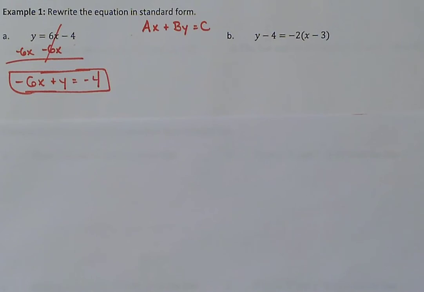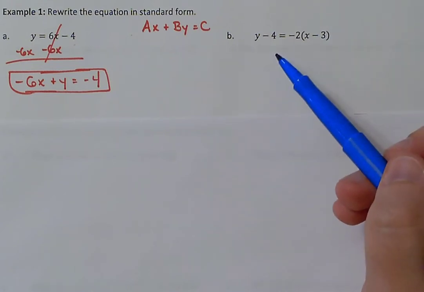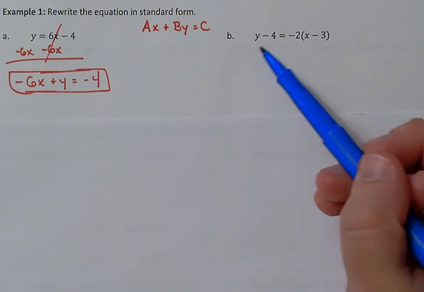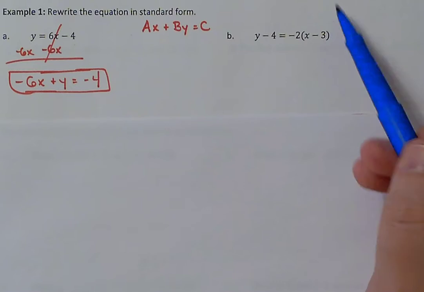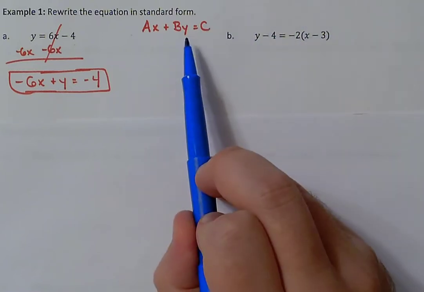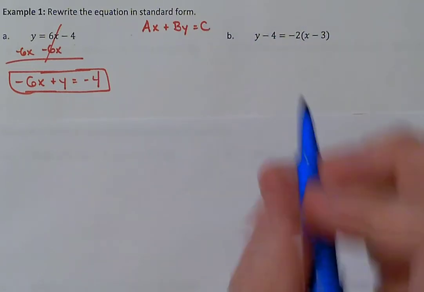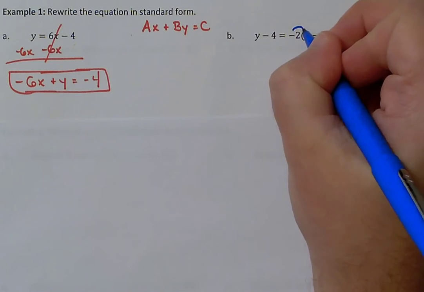Now, if we take a look at B, for part B, we have it in point slope form. So the y minus y1 equals m times x minus x1. To change this into standard form, what you have to do first is distribute this -2.